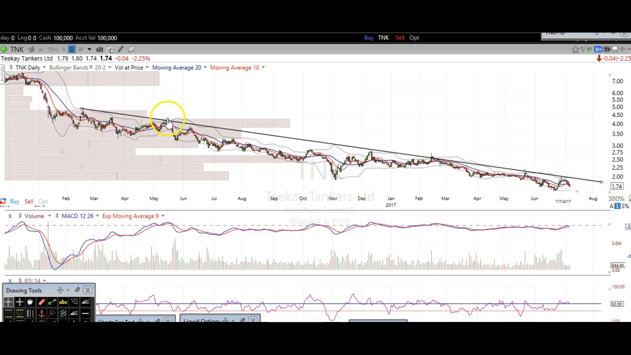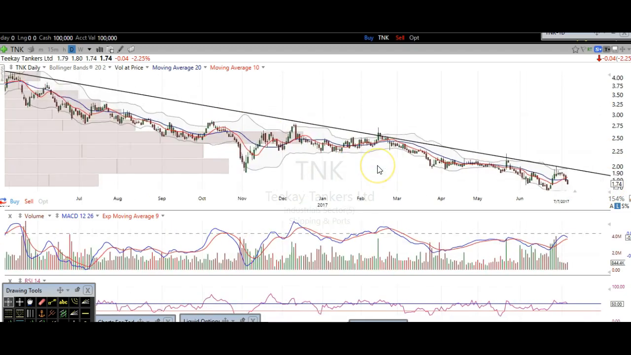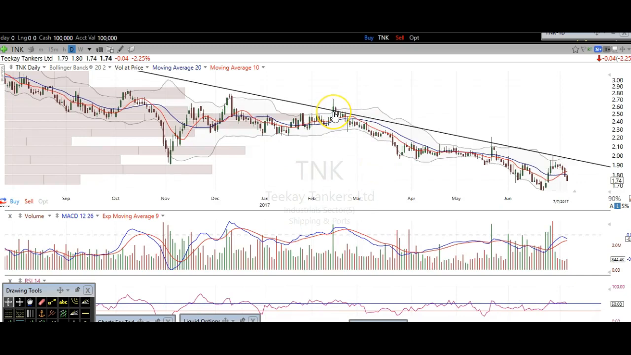Getting rejected there, there, here, really tried to break over it, couldn't do it. Rejection there, rejection there. So really this is just a good short. And then, excuse me, if it breaks over that trend line, then we can see some higher prices. But right now, this is a crap stock. That's all I can say about it.